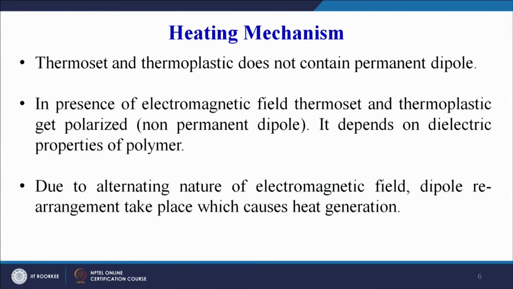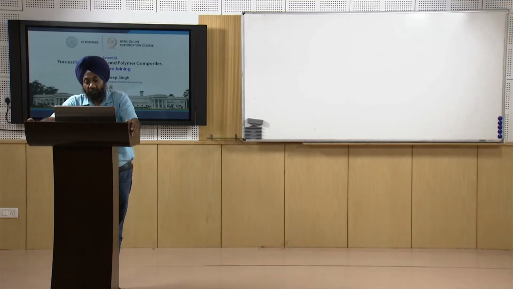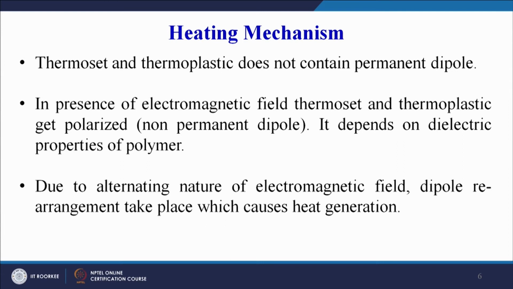So therefore we sometimes use susceptor materials to attract the microwaves, so that a sufficient amount of heat is generated. So once again I will quickly read through what is given on this slide. Thermoset and thermoplastics do not contain a permanent dipole, which must always be clear to all of us. But in the presence of an electromagnetic field, thermoset and thermoplastics get polarized, that is, they have non-permanent dipoles. It depends upon the dielectric properties of the polymer. Due to the alternating nature of the electromagnetic field, dipole rearrangement takes place, which causes heat generation.